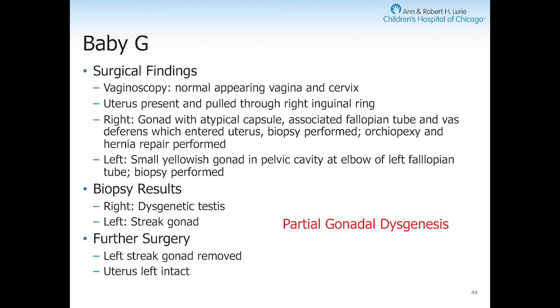That was a dysgenetic testis. So it's a testis that just didn't form quite properly, but it does have many features of a testicle. And then on the left is what we call a streak gonad, which is a gonad that never really formed. There's just a little bit of tissue there.